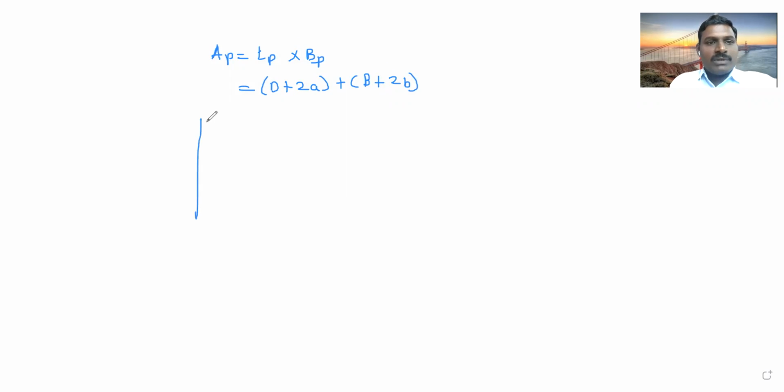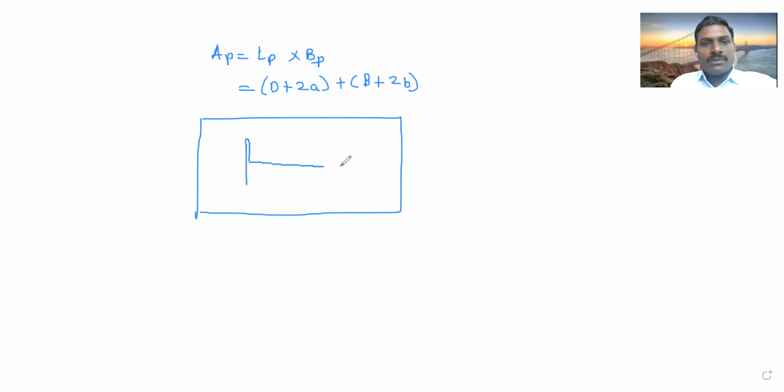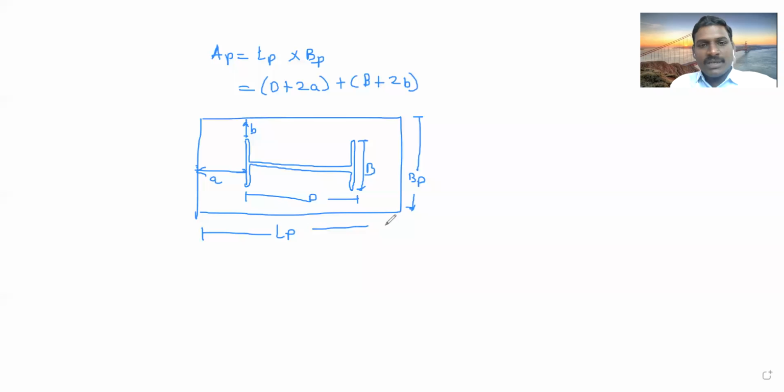So as I have drawn the sketch, this was the sketch I have drawn. This I section, this is the sketch in the plan. So this distance we have shown A, this distance we have shown B. This is the depth of your I section, this is the width of your I section, this is the length of plate, and this is the width of plate. Okay, that we have calculated.